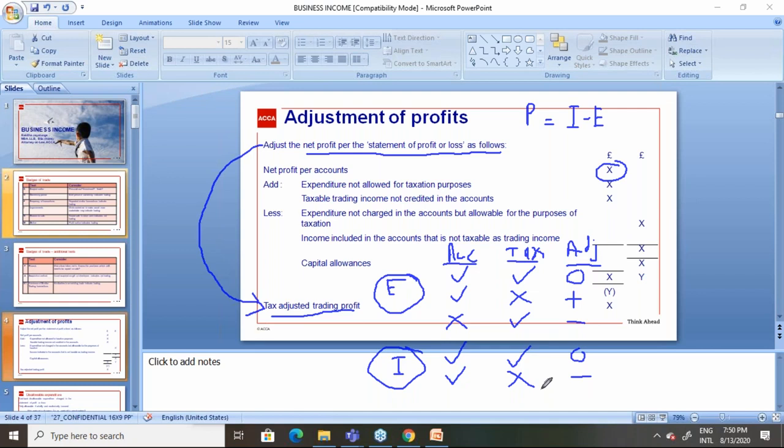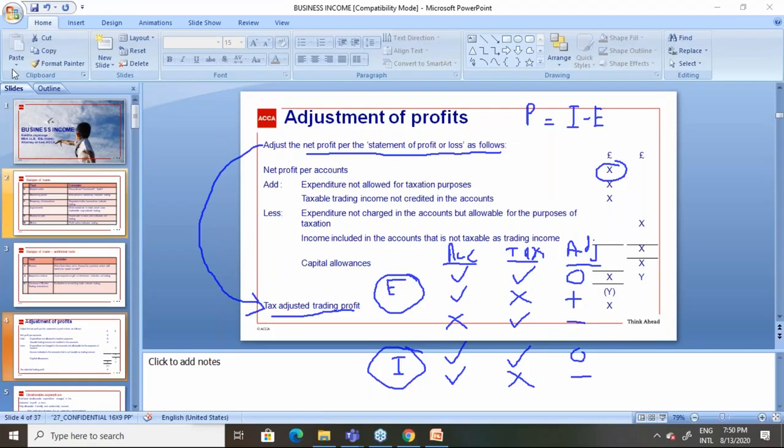but they cannot be taxed under the heading trading profit. Rent income will be taxed under the heading property income. Interest income will be taxed under the heading savings income. Dividend will be treated under dividend income. Those incomes we cannot include under tax adjusted trading profit, though we have included them when calculating the accounting profit.